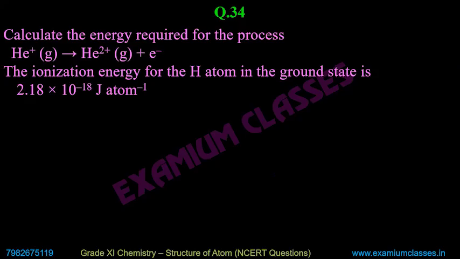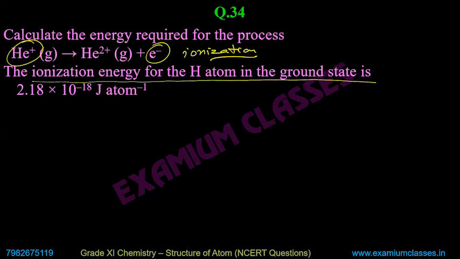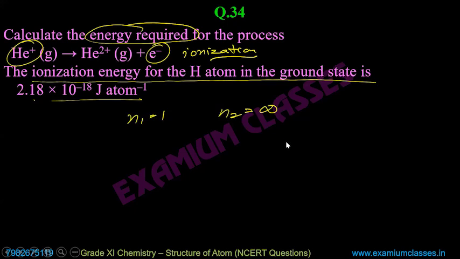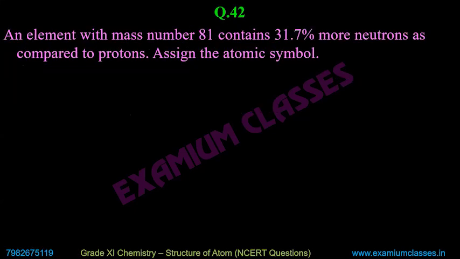Next question. Calculate the energy required for the process this. So this is ionization. Electron is going out of hydrogen-like species, helium plus. The ionization energy for hydrogen atom in ground state is given. You need to calculate the energy required for this one. Means n1 is equal to 1, n2 is equal to infinity. That's what you have to do. Because this is ionization, nothing else. And you will get the answer.